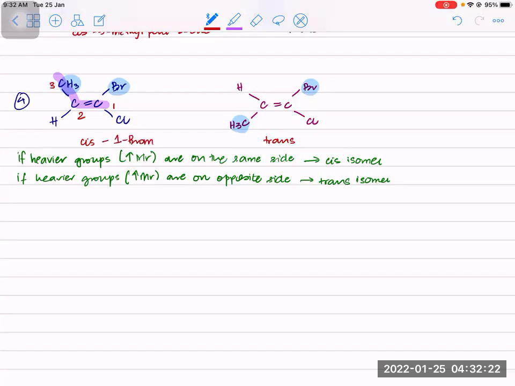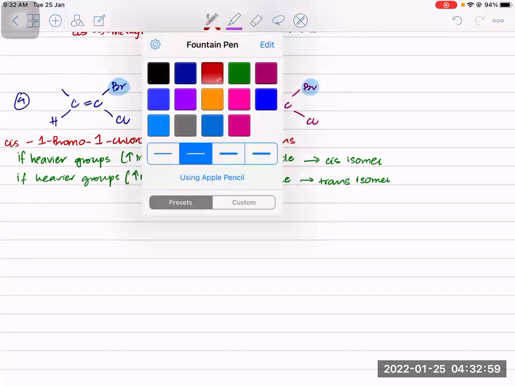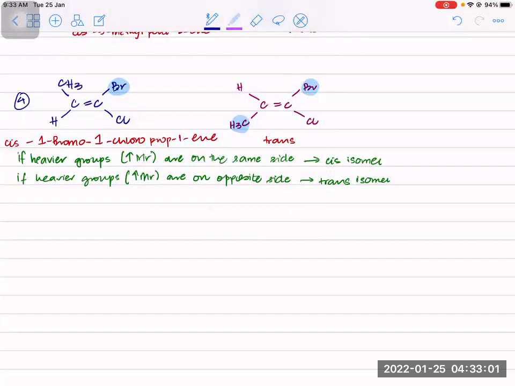1 bromo. Because you always name halogens first and you name them in alphabetical order. B comes before C, so bromo will come before chloro. So this will be 1 bromo, 1 chloro, prop 1 ene. So this is cis 1 bromo, 1 chloro, prop 1 ene. Understood? Is the naming clear? Yes?